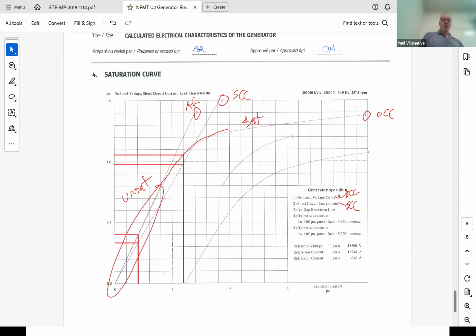Okay. You'll notice something interesting about it. This says per unit. Another way to say per unit is this is either 13.8 kV or 12,844 amps. So it's a clever way to put the open circuit and short circuit characteristics on the same curve. Because if you want to put 13,800 on a curve that goes to 12,844.44, you might have a difference. So they just normalized everything to per unit.